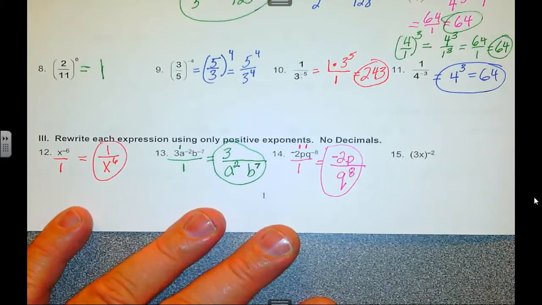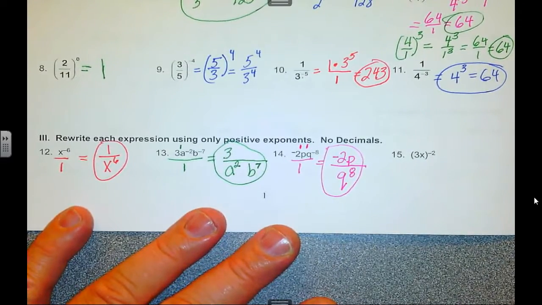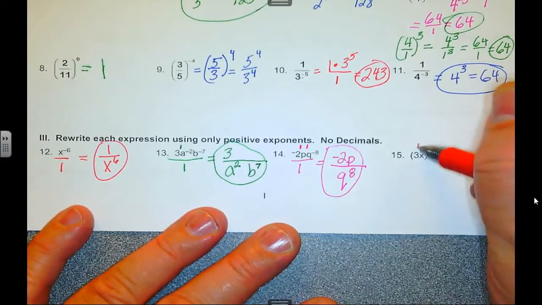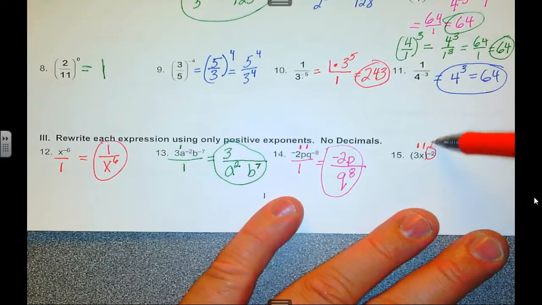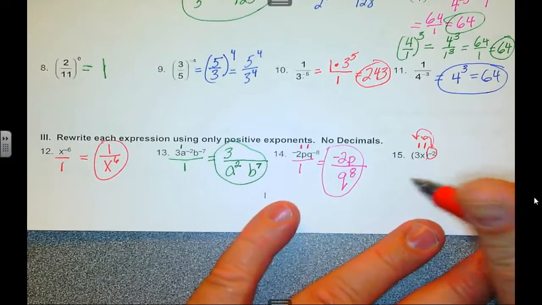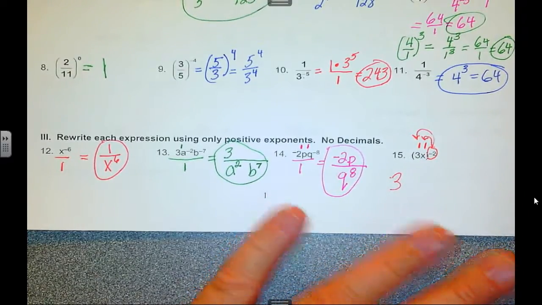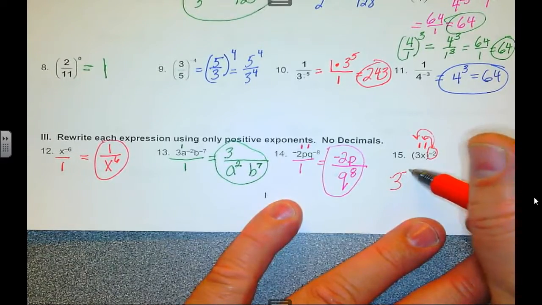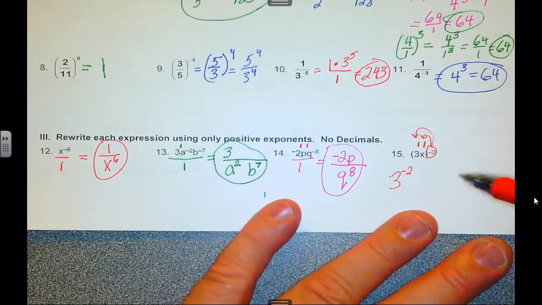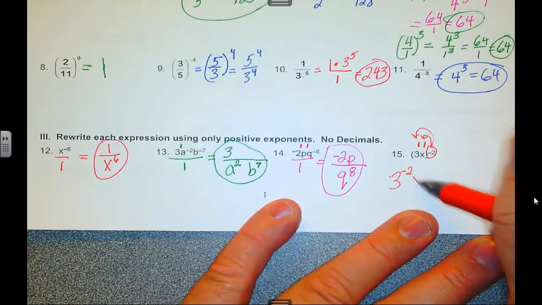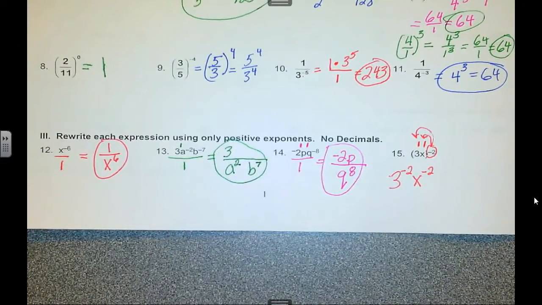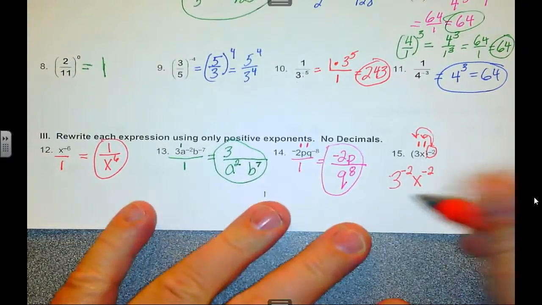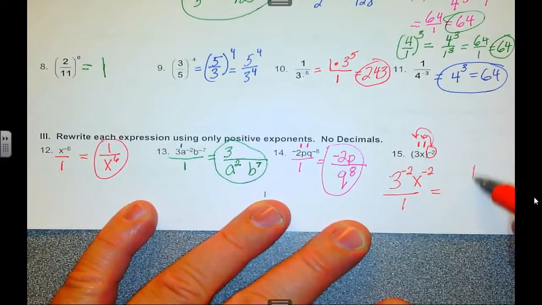How about number 15? Ooh, it's getting spicy in here. I have to use my power rule first. 3 to the 1 times negative 2. 3 to the negative 2. X to the 1 times negative 2. X to the negative 2. Now what? Good.